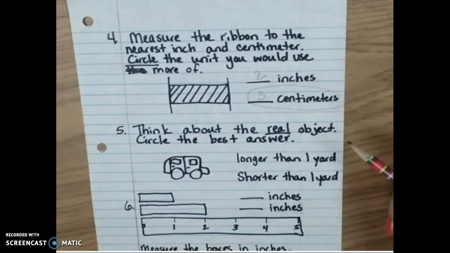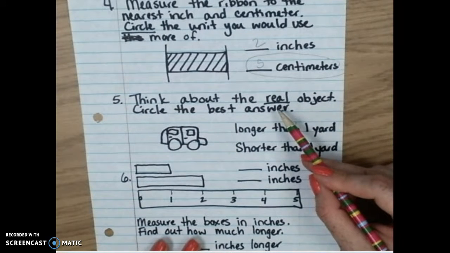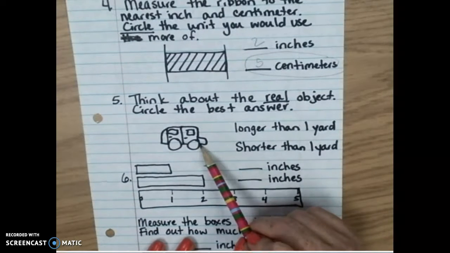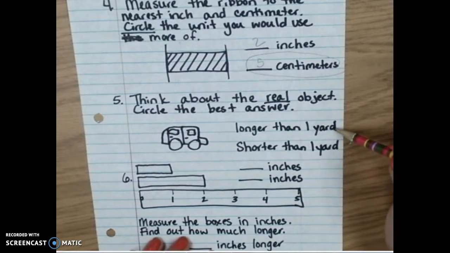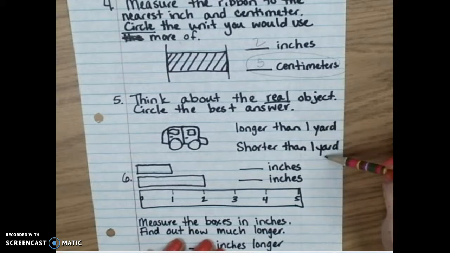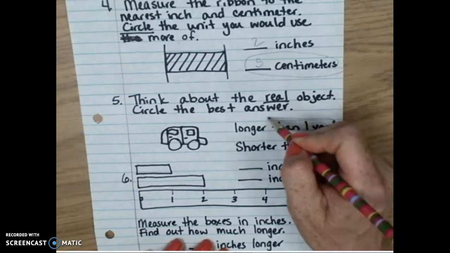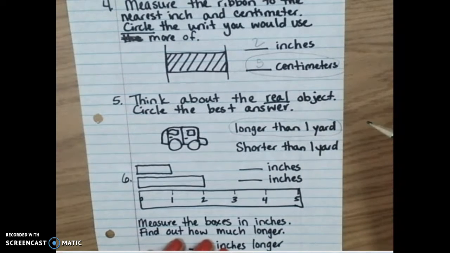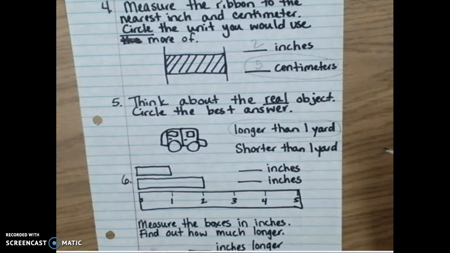Okay. Then the next one says, think about the real object. Circle the best answer. So if I had a real car, do I think that would be shorter than a yard or longer than a yard? So longer or shorter than a yard. And I know that a car would be longer than a yard because a yard is 3 feet. And a car is a lot longer than 3 feet. We wouldn't be able to fit in it very well if it was shorter than 3 feet.